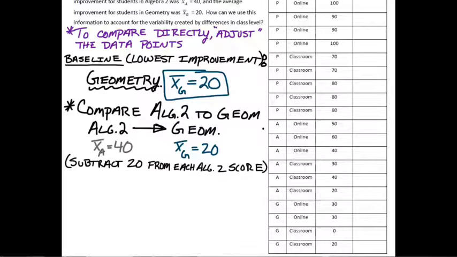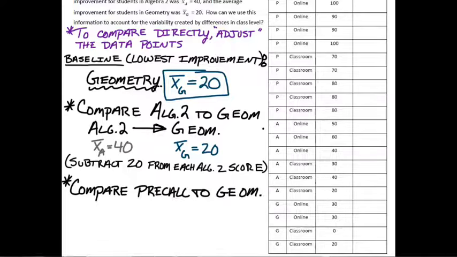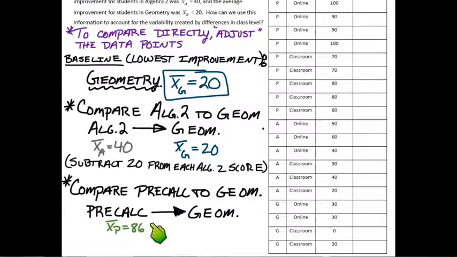So that's how we adjust the algebra 2 scores. Okay, let's do the same thing for pre-calc. So if we compare pre-calc to geometry, which is our baseline, so pre-calc transformed into geometry. Pre-calc had a mean of 86. That was their mean improvement.